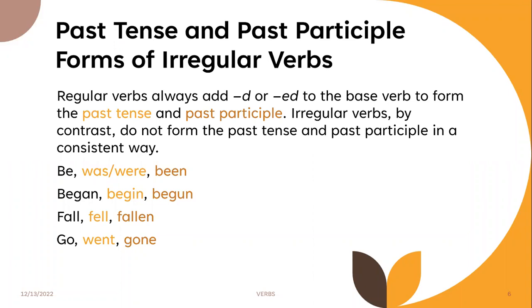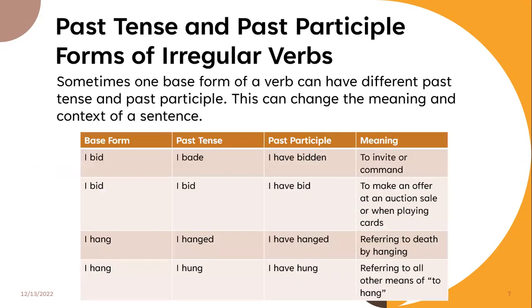Be, was, were, been. Begin, began, begun. Fall, fell, fallen. Go, went, gone. And all of these are in the order base verb, past tense, and past participle. So with irregular verbs, it is inconsistent in formation. Sometimes one base form of a verb can have different past tense and past participle.